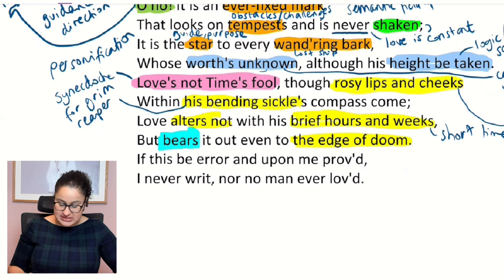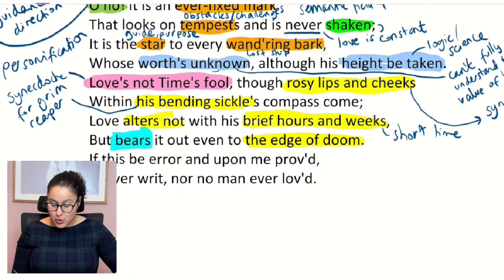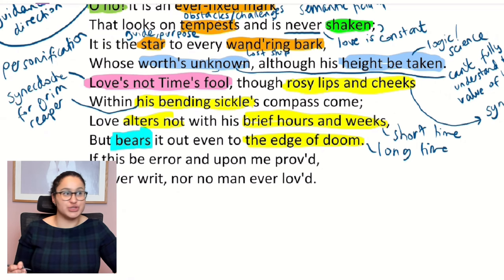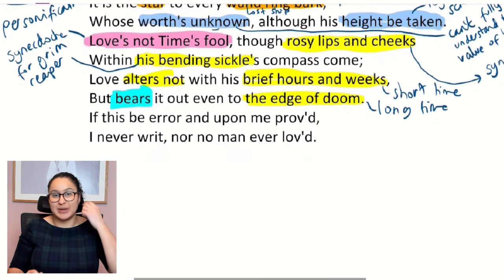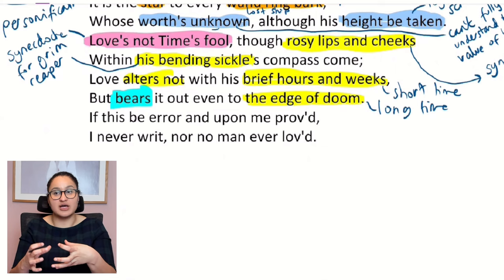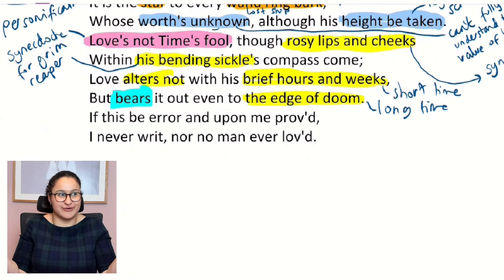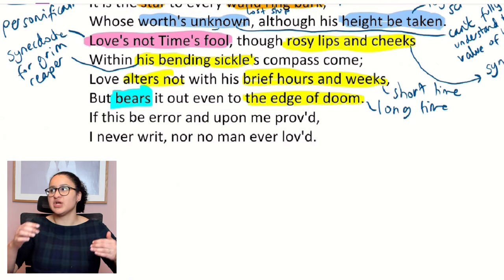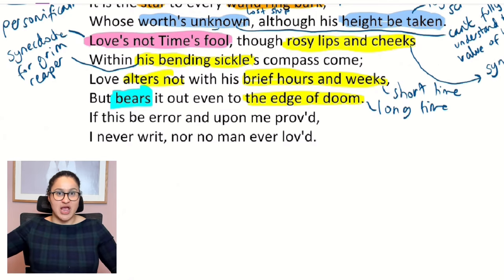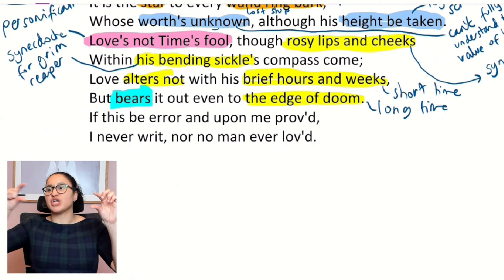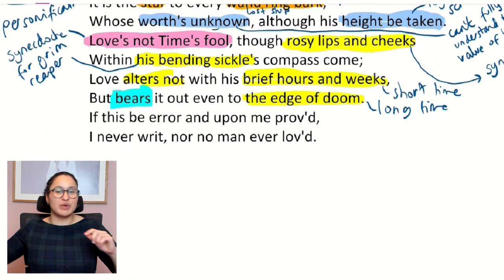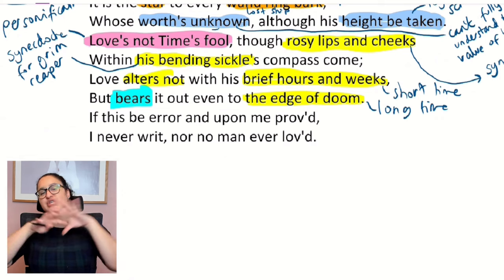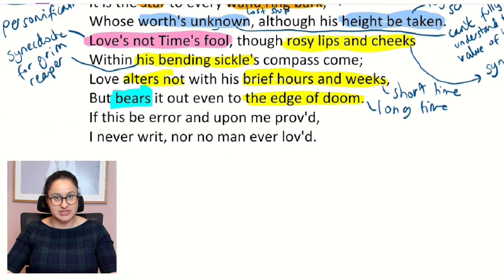So you've got this juxtaposition between the short time of brief hours and weeks and the really, really long time of the edge of doom. Bears it out, keeps going. So in other words, love lasts essentially forever, right? Love is constant and unchanging. So it's not just this idea that love can remain over time, but love is also unchanging over time. There is no fluctuation to love. It is constant, even over really long periods of time.